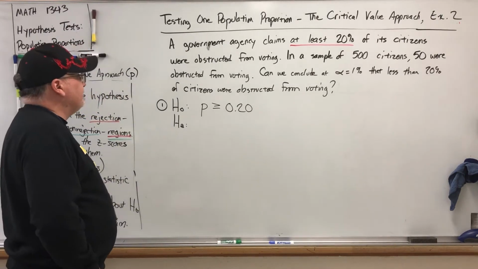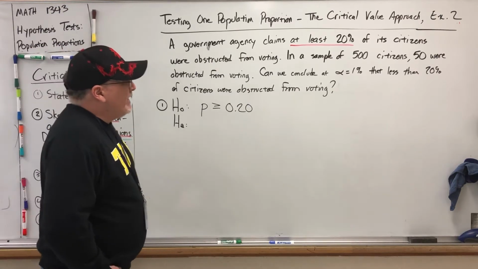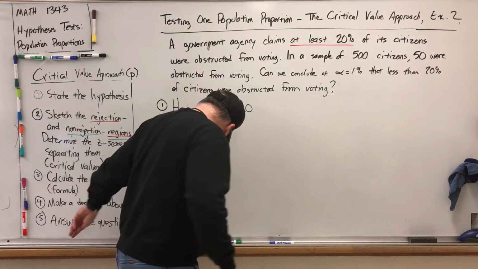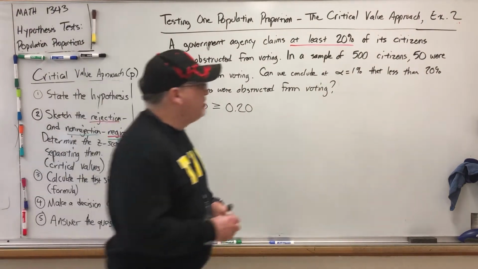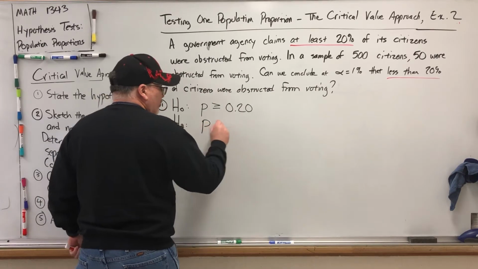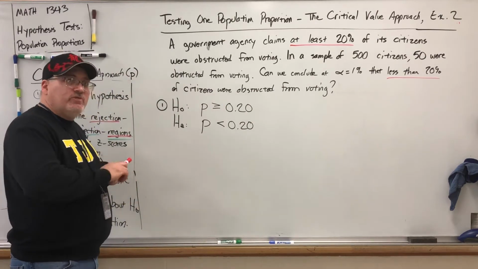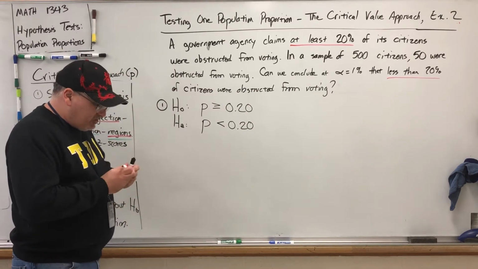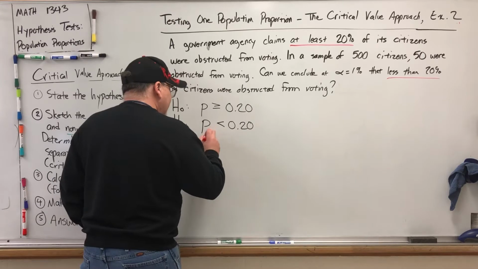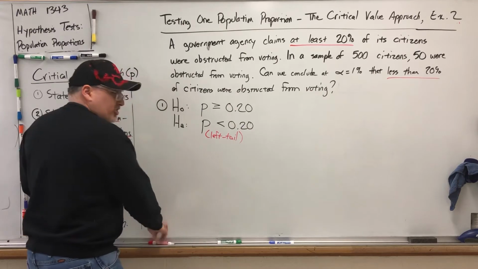So where's our alternative? It's actually embedded in the question. Can we conclude at alpha equals 1% that less than 20%? Less than 20%. There's our counterclaim. No, we say that proportion is less than 20%. And we have our hypotheses. Based on the alternative hypothesis, will this be a left tail, right tail, or two-tail test? Less than is left tail. Which takes us to step 2.